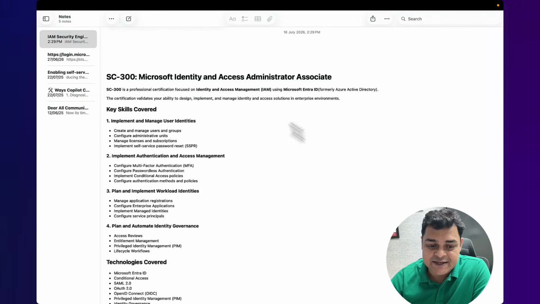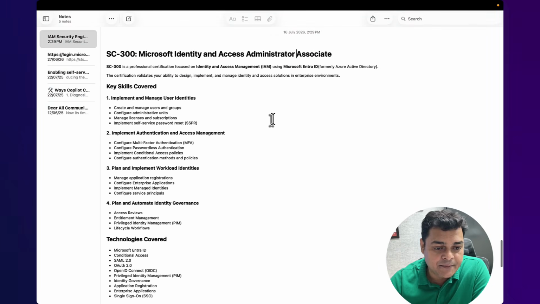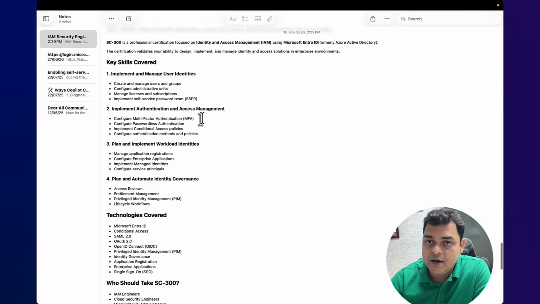So let me share my screen and show you what services we will manage in our live classes. Give me one minute. Let me share my screen so that I can show you the proper roadmap of this entire training. I hope everyone is able to see my screen. This is the content: SC-300 Microsoft Identity and Access Administrator Associate, divided into multiple modules. We will start from the very basics like user management and user identity management. We will discuss user creation, configuring administrative units, and licensing and subscription.